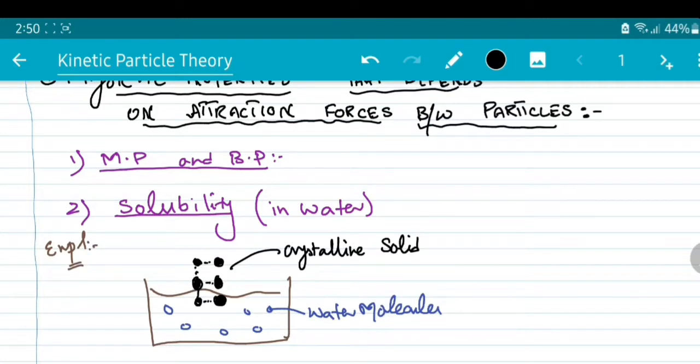quickly. For instance, if we take a marble solid and try to dissolve it in the water, I think it won't dissolve at any time. So it tells us that the marble solid contains particles which are many times stronger than the other ones. So it also depends on attraction of forces.